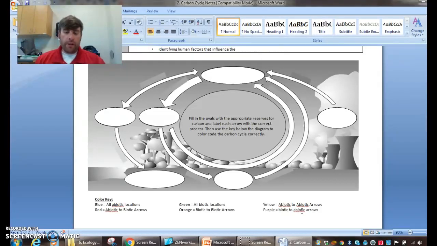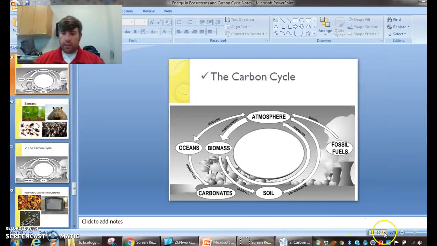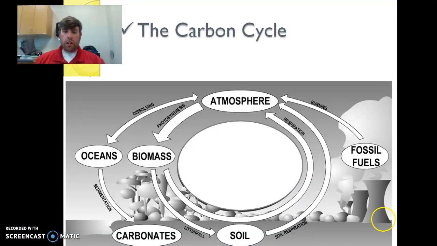So now you know that an abiotic going to a biotic is non-living to a living. So now you should have that information, and as we go through the notes, you should be able to color code your diagram accordingly. So let's get into this. Here is what your diagram should look like. There are all these things.